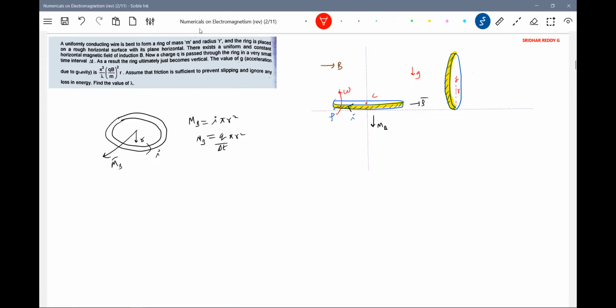So how to calculate that? We know the angular impulse. What is the formula? Torque into delta t. What is the torque? The torque due to dipole moment, M B, into delta t. What is M? Q by delta t into pi r squared, times B, into delta t.